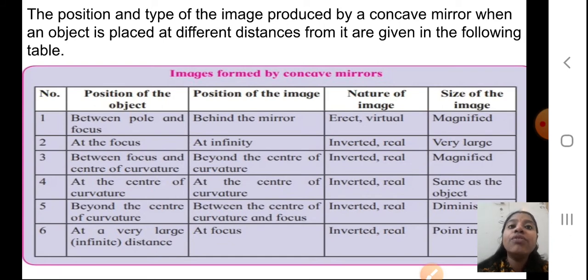Then if it is placed at the focus, the position of the image will be at infinity, it will be inverted and real, and the size of the image will be very large. So like this, all these points you have to learn by heart, students, and this table is very important.